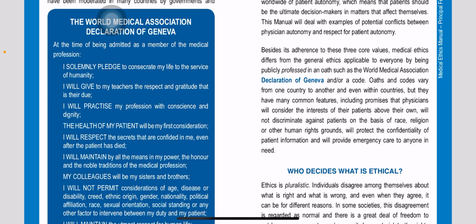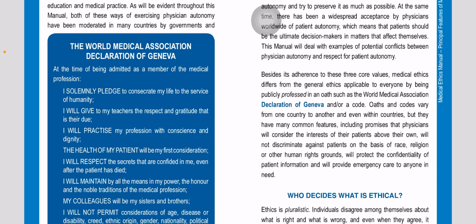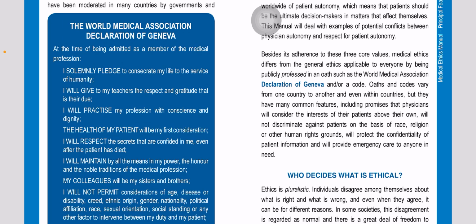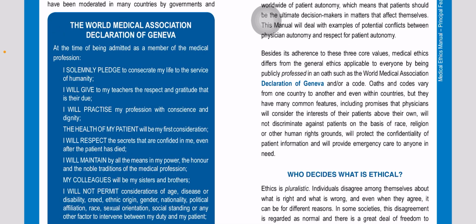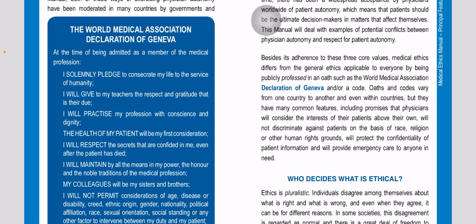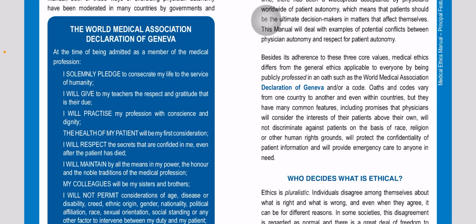So, to exemplify the different doctrines, different principles of medicine, the World Medical Association has made a declaration, which is the Declaration of Geneva. Okay? So, in this declaration, class, the principles are already integrated or inculcated in this Geneva Declaration. And I will read the World Medical Association Declaration of Geneva.